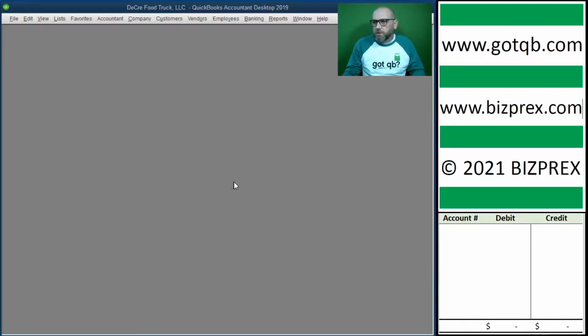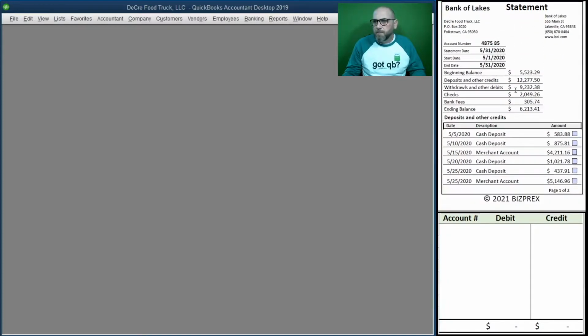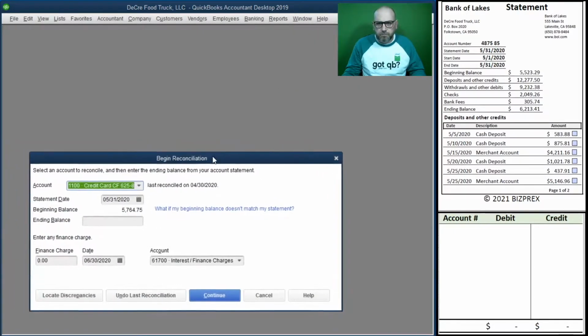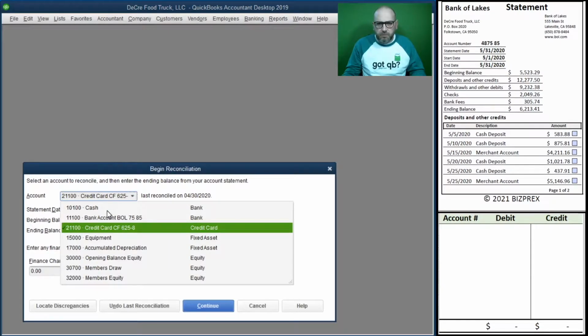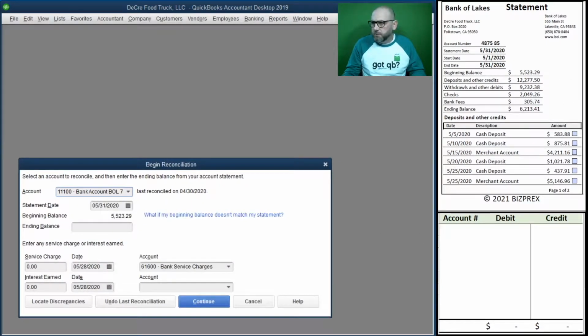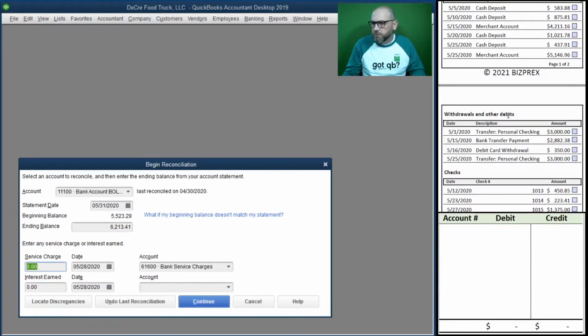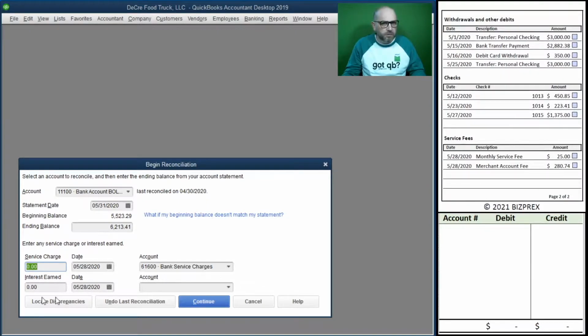Okay, let's go ahead and reconcile our bank statements for the month of May. Here we are. Let's make sure we select the correct date, and everything here. Let's make sure we have our balance correct. 621341. Okay, do we have service charges? Yes, we do. We have a $25 service charge. The date is correct. The account is correct.